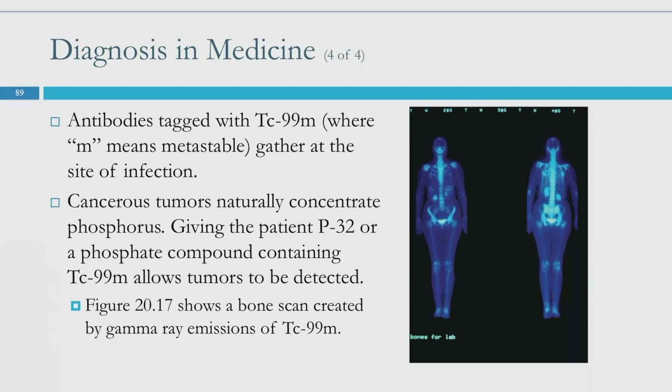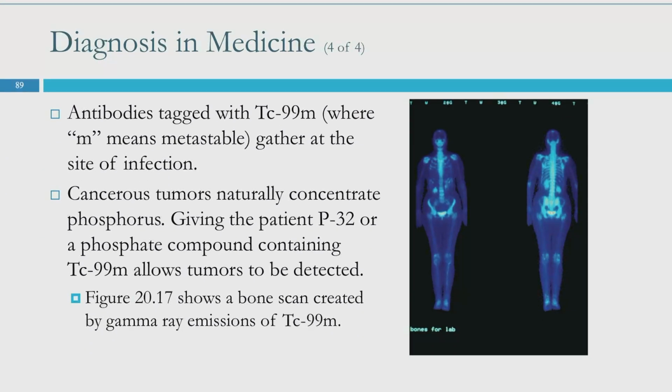You can also tag antibodies with things like Tc-99. And those will gather at the site of an infection because they're on antibodies. Antibodies are going to gather at the site of the infection. So if they've got the technetium-99 with them, you'll see that signature wherever the infection is.